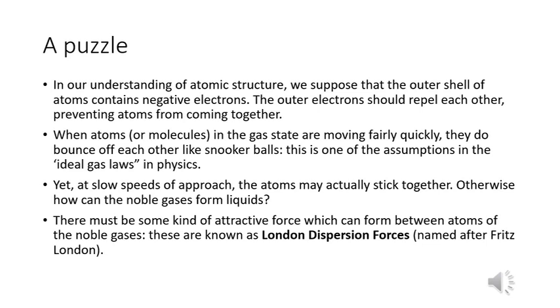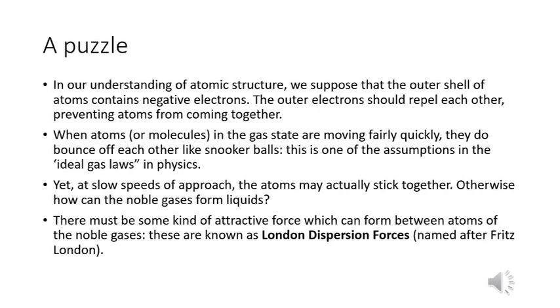And when atoms or molecules in the gas state are moving fairly quickly, they do bounce off each other. It's just like when you try bringing two poles of a magnet together, there's a repulsive force. The atoms and molecules in the gas state bounce off each other a bit like snooker balls. And this is one of the assumptions in the ideal gas laws in physics, which you might learn about if you study physics.